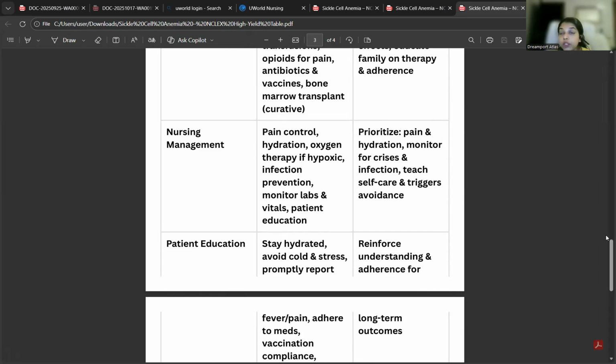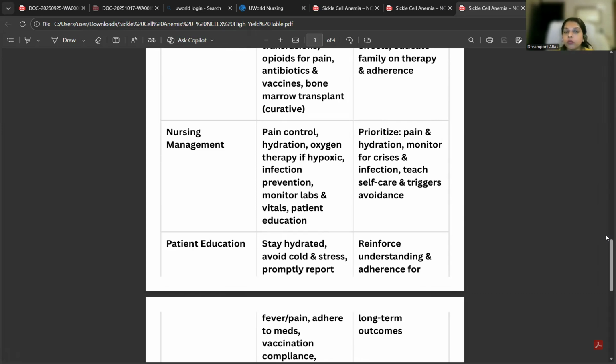That means to avoid the triggering factors, take an adequate diet, and maintain medication adherence, and to remain free from infections. We have to give health education to the patient. In addition, we have to advise the client to take adequate water to maintain the hydration status. Okay, these are the main nursing management if we are giving care to a patient with sickle cell anemia.